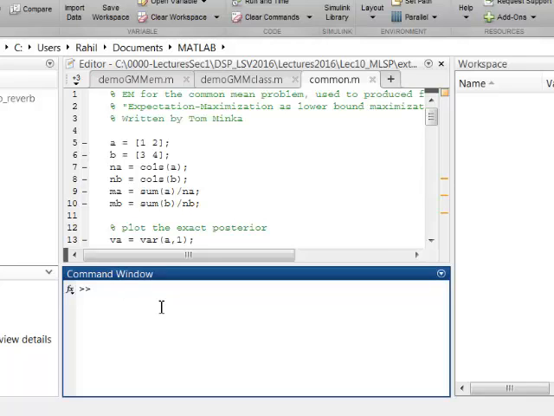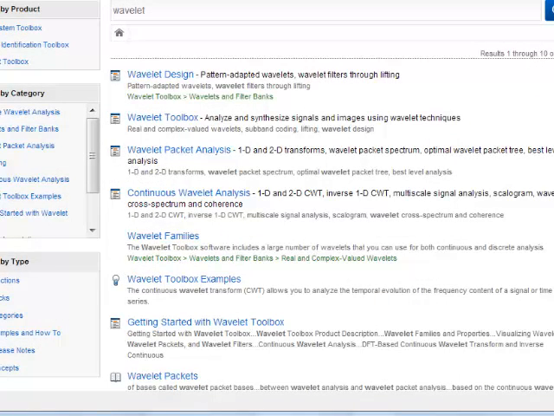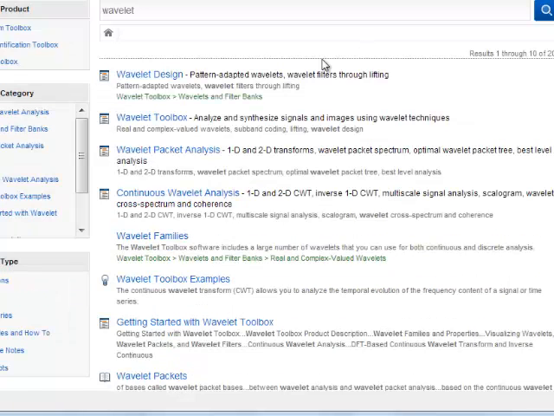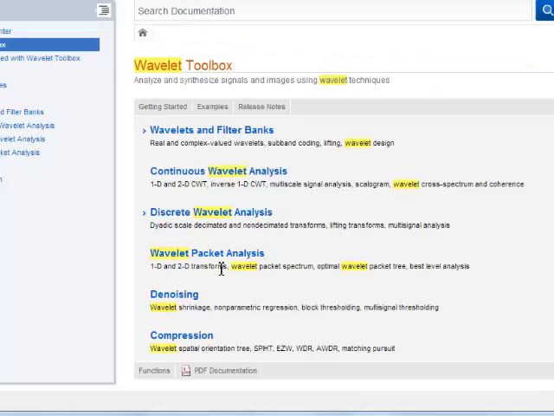But just to give you a flavor of what we can do with the wavelets, let's have a look at the wavelet toolbox from MATLAB. If you just type wavelet here in the help bar, the edit box, then you have different information, and one of them is the wavelet toolbox. Well, there are many things, even the theoretical stuff, you can find in MATLAB.